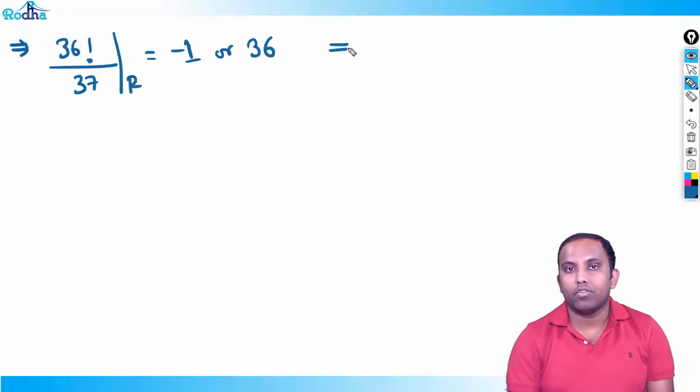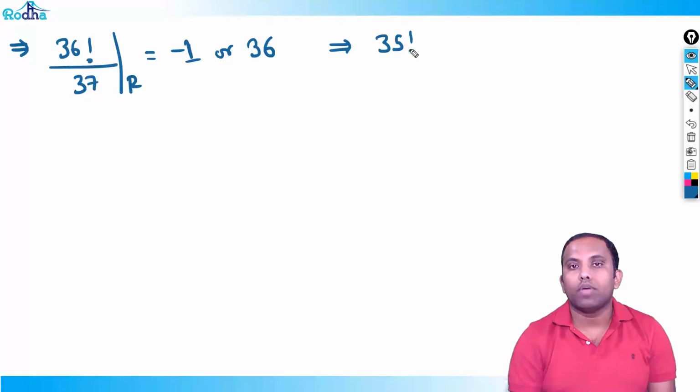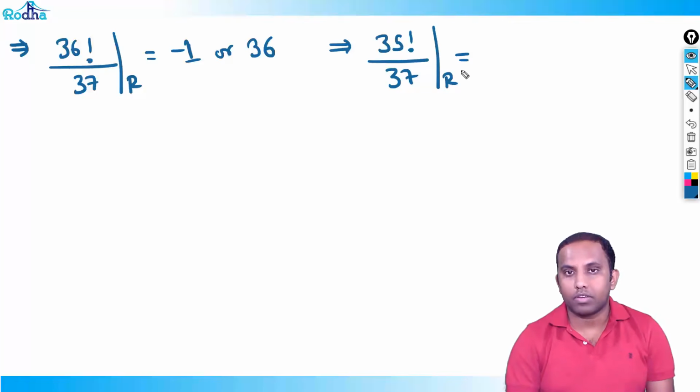Now, if I write 35 factorial by 37, still we have a positive remainder here, right? Because p and p minus 2. So it is how much? Simply plus 1. These are two statements of Wilson's remainder theorem.